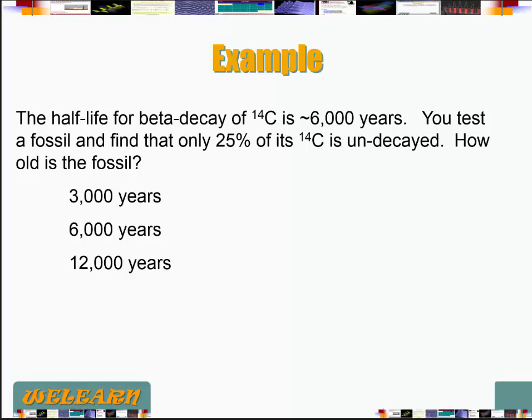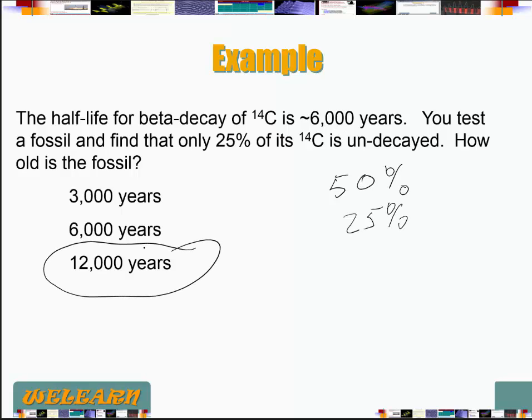So 25%, what's 25%? That means we went 2 half-lives. The first half-life, we went from 100% to 50%. And the second half-life went to 25% from 50%. So 2 half-lives, that's 2 times 6,000 years. So that's 12,000 years. That's our answer.